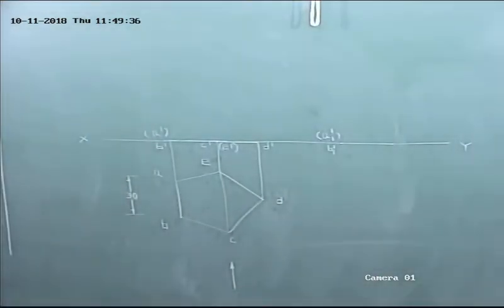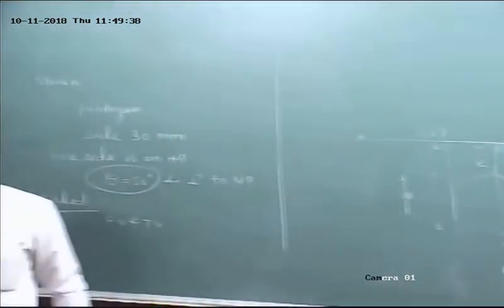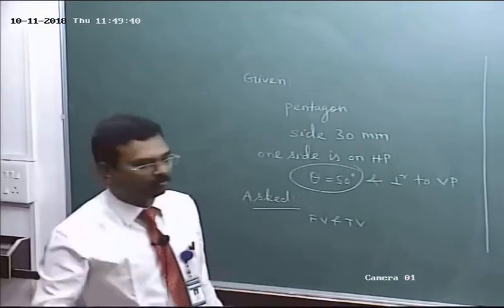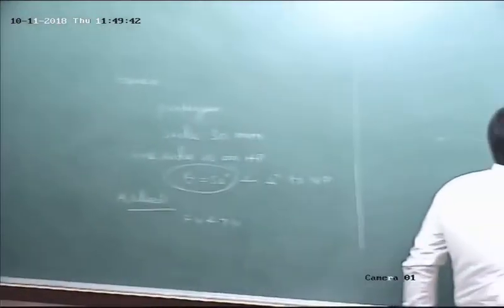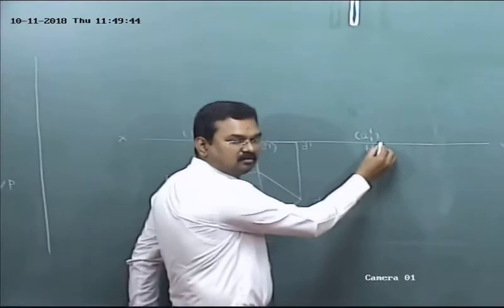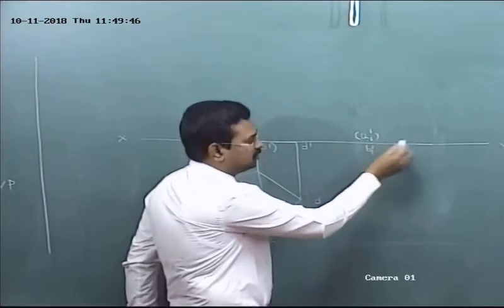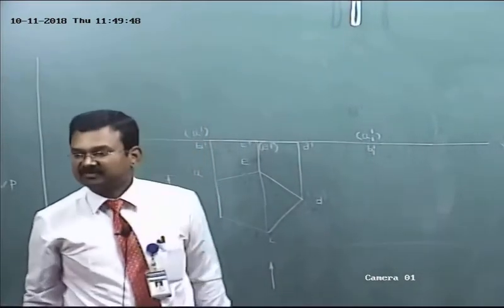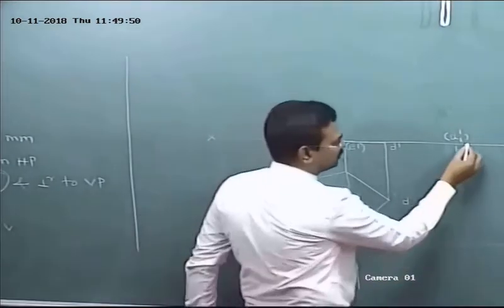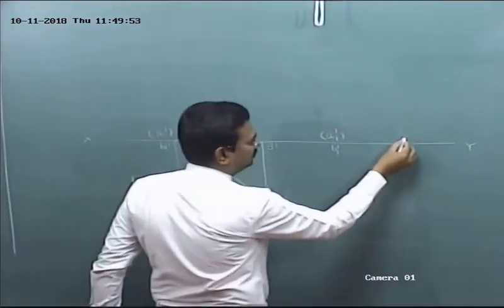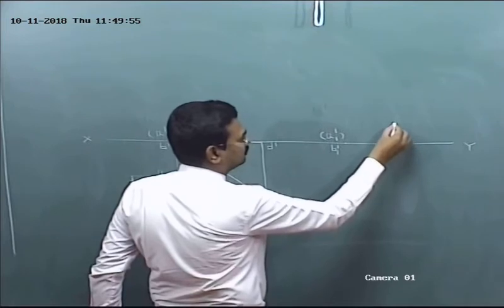What is the inclination of the plane surface with the HP? 50 degrees. By using your protractor, take this point as the reference point. Use the line XY as the reference line. By using the protractor, mark the angle 0 degrees, 10, 20, 30, 40, 50.